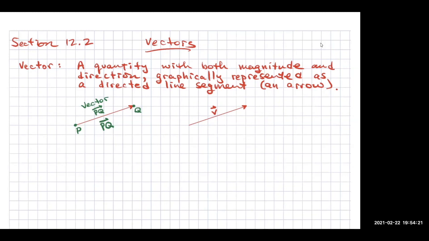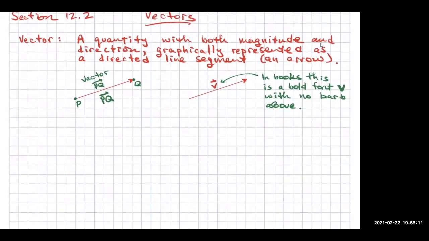In general, textbooks represent vector letters in bold font without the barb above it. So in books, this is a bold font V, like kind of like this, with no barb above it. So that's standard. I've seen texts put barbs, but it's really unusual. The book we use doesn't, and it's normal to just use bold font. So it's kind of confusing because I can't do bold fonts when I write by hand. I don't know if that's obvious or not, but it's a little trickier.